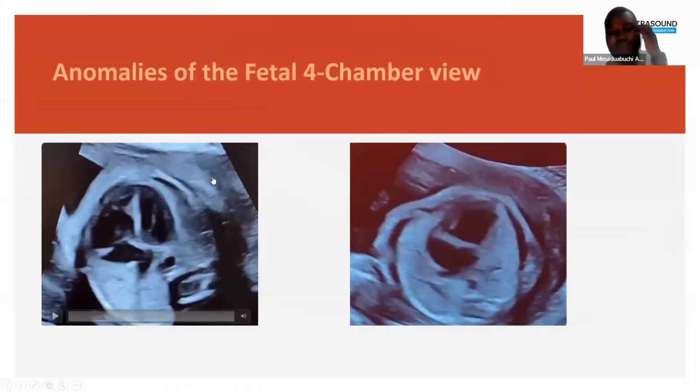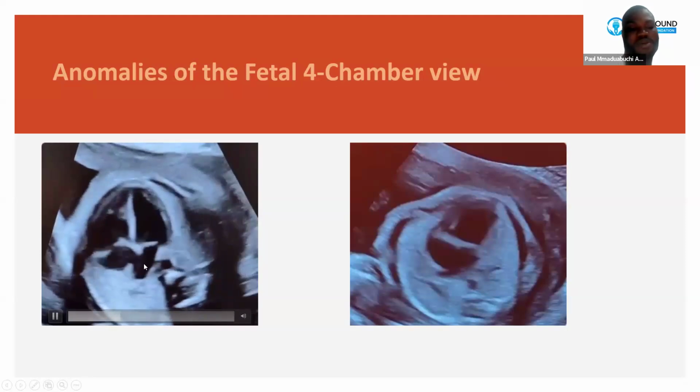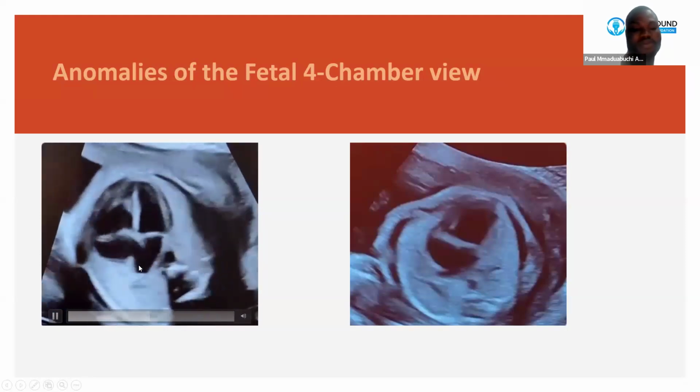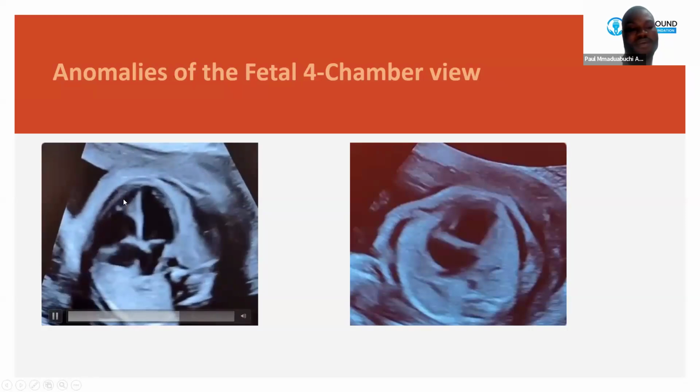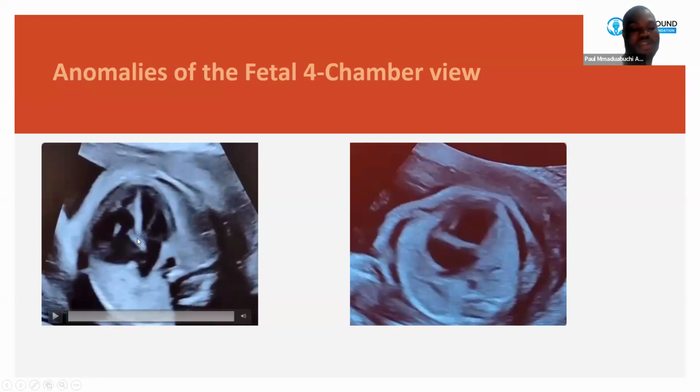Okay, so I'll just look at some selected anomalies. The first is what we see in cardiomegaly, where the heart occupies more area than required. And you can visualize it, or you can also measure it like I first described.